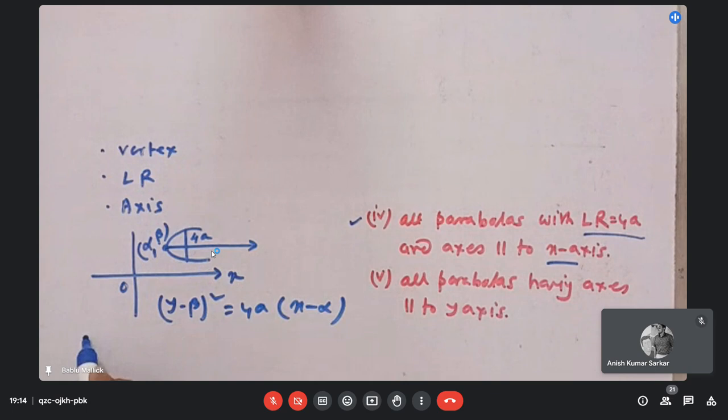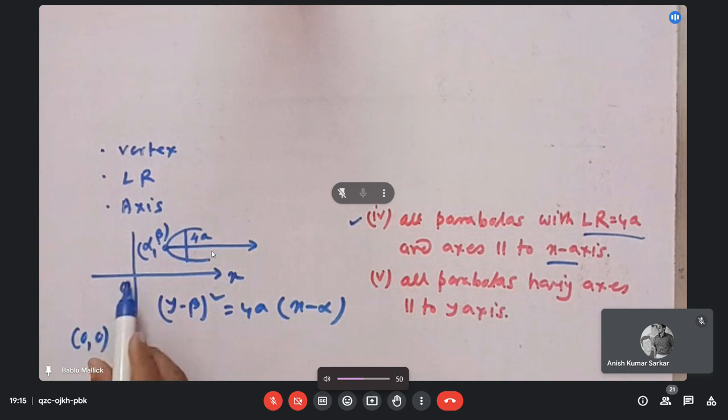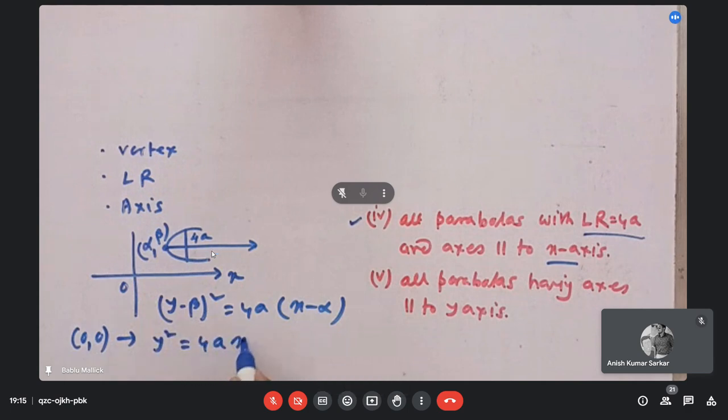In particular, if the vertex is (0, 0), that means alpha is 0 and beta is 0, then this will be y square is equal to 4ax.